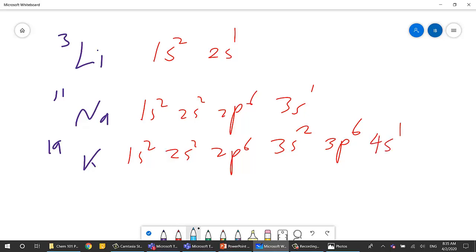It's clear here that these 3 elements have the same trend in their last shell, and this is the beauty of the periodic table: each group has the same configuration in the last subshell. So 2s1, 3s1, 4s1. You will see this in all the groups. If you do it for group 2, you'll have 2s2, 3s2, and so on. That's the first thing we're going to learn today.